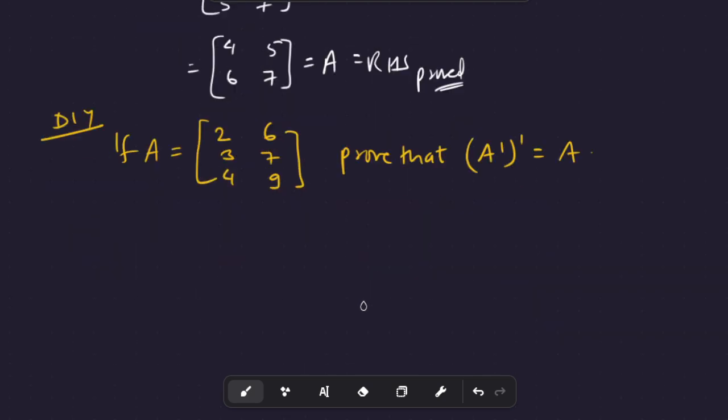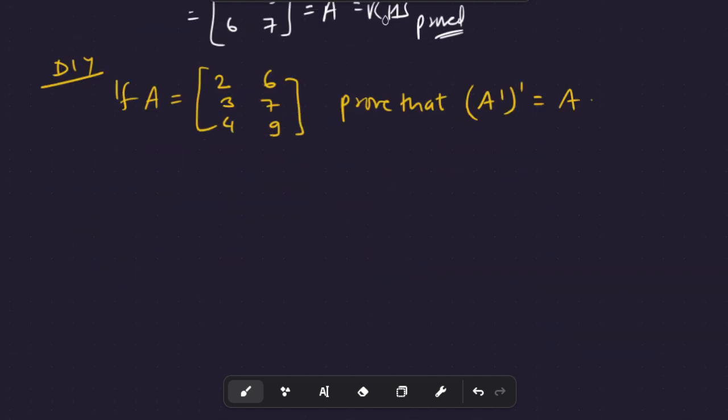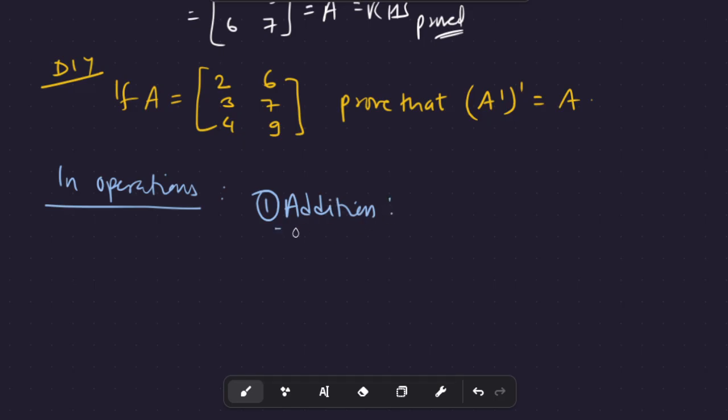If so, then this operation part is finished. Now, in the operations of matrices, what did we learn in this portion? We learned about addition. So, how can we check the compatibility for addition? At what condition can we say the two matrices are compatible for addition? Can you state the condition?